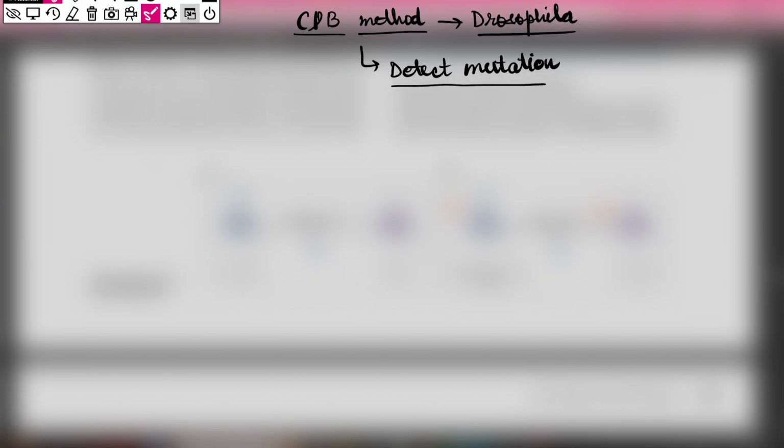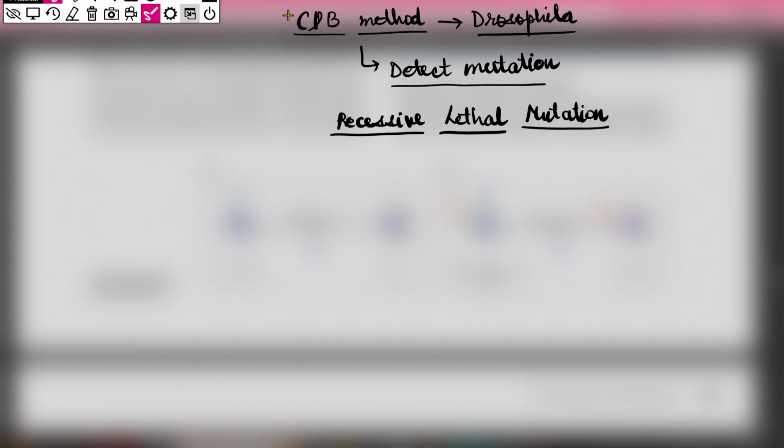This CLB method is done in Drosophila, and this is basically used to detect mutation in the Drosophila. It is just a small experiment whose main aim was to detect the recessive lethal mutation. What kind of mutation? Recessive means in the presence of a dominant gene it won't be able to express, and lethal means that in case it is expressing, that time it will lead to death, and then it is a recessive lethal mutation. So this is your CLB method of Drosophila. Now what happens here?